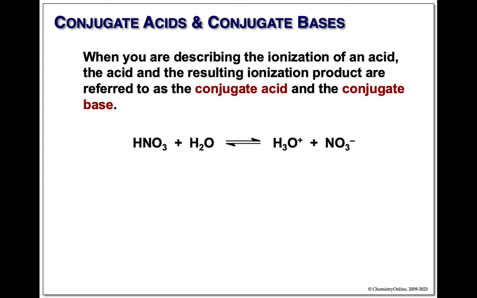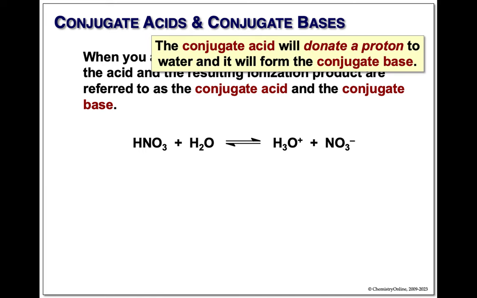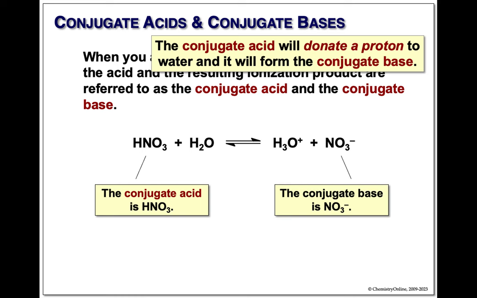Conjugate acid. When you look at an acid ionizing in water, the conjugate acid is the thing that donates the proton to water. So here's nitric acid. It's going to donate its proton to water to give hydronium and nitrate. So this is the acid form. Once you have donated the proton, the leftovers is the conjugate base. So this is our conjugate acid. This is the conjugate base. Together, they are a conjugate acid-base pair.